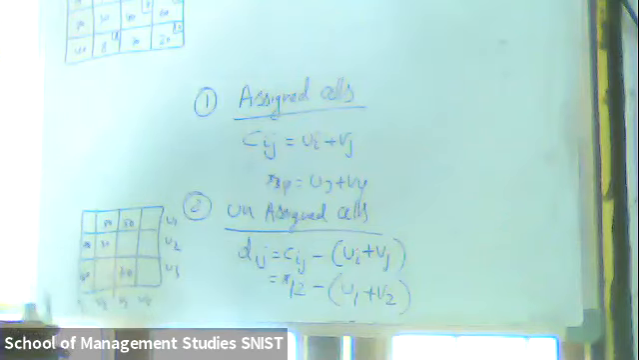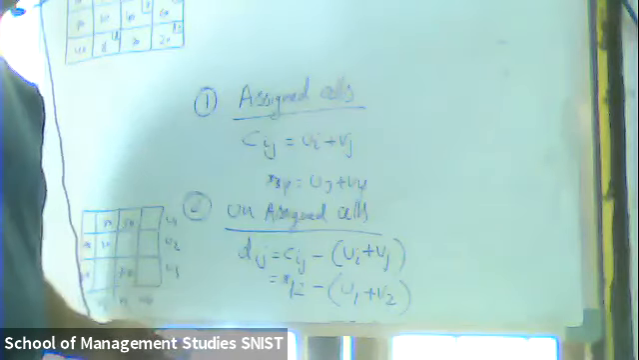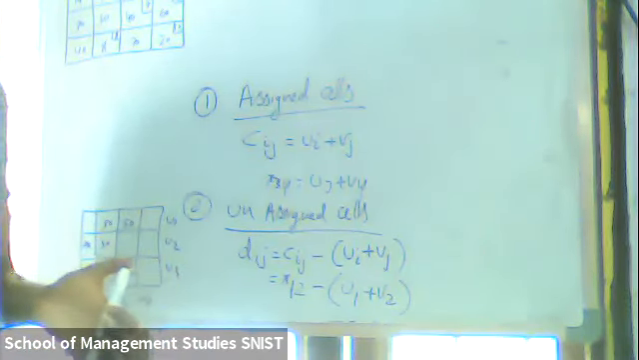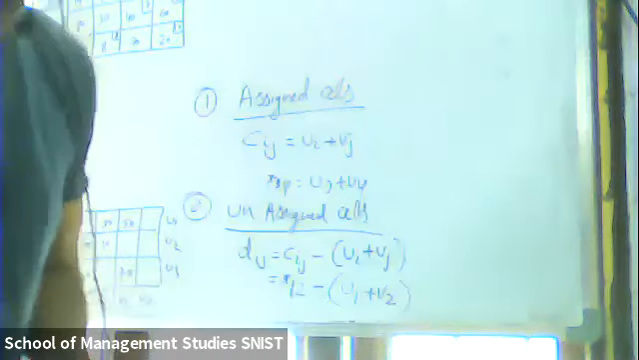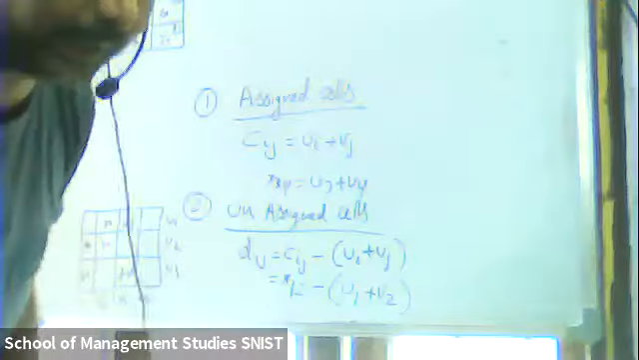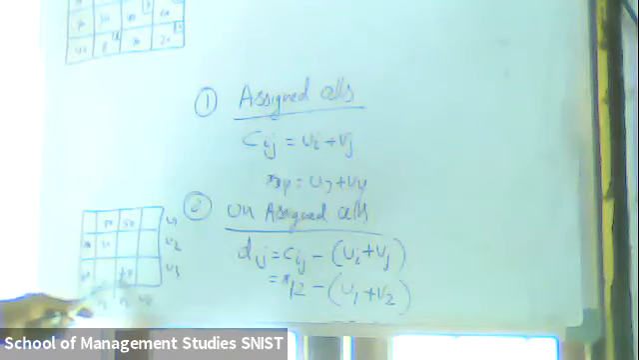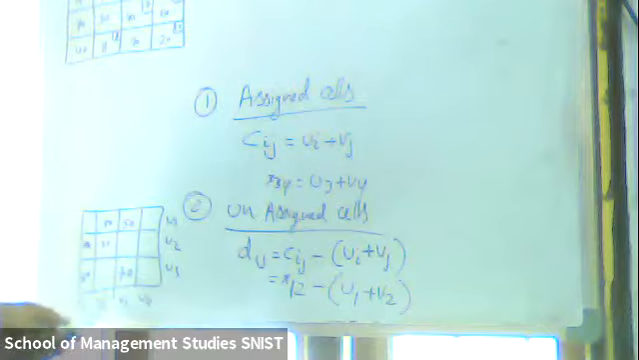X22. X22 minus (U2 plus V2), sir. That's it. Akhileshwar, X31 minus (U3 plus V1). Yes, same. Akhilesh, X33. X33 minus (U3 plus V3), sir. That's it.